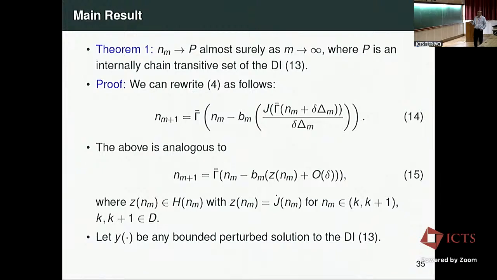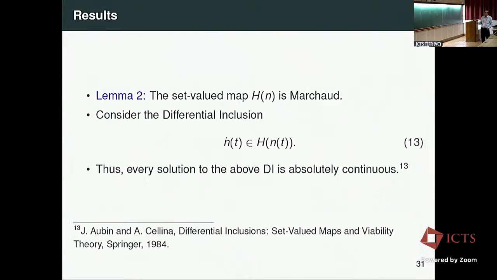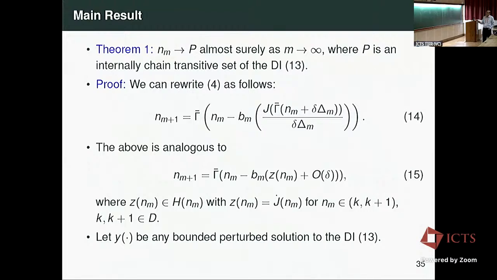So the main result is the following: we show that n_m converges to P almost surely as m goes to infinity, where P is an internally chain transitive set of this differential inclusion 13. This differential inclusion 13 is really n dot(t) belongs to h(n(t)). The key idea is essentially you rewrite this equation in this manner, where Z_nm belongs to h(n_m). Z_nm is actually J dot(n_m), because h(n_m) is J dot(n_m) in this open interval, and otherwise on the boundary points there are these closed intervals, alpha_k to beta_k.